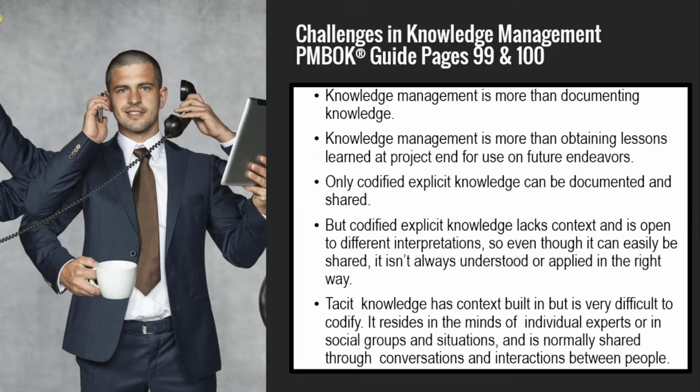Only codified explicit knowledge can be documented and shared, but codified explicit knowledge lacks context and is open to different interpretations. So even though it can be easily shared, it isn't always understood or applied in the right way. Tacit knowledge, on the other hand, has context built in, but is difficult to codify. It resides in the minds of the individuals involved in the project, the social groups, or the situations, and is normally shared through conversations and interactions between people.